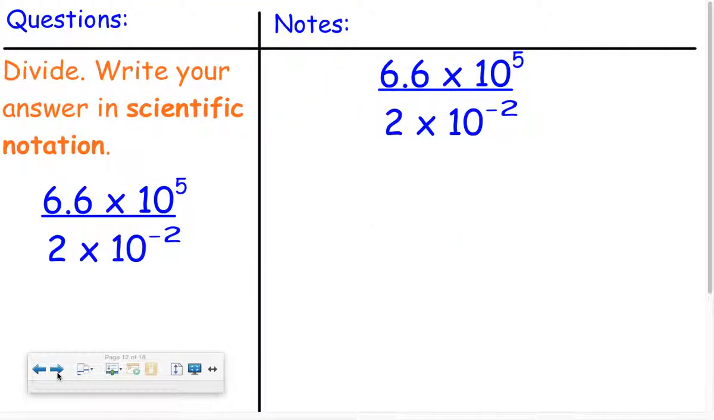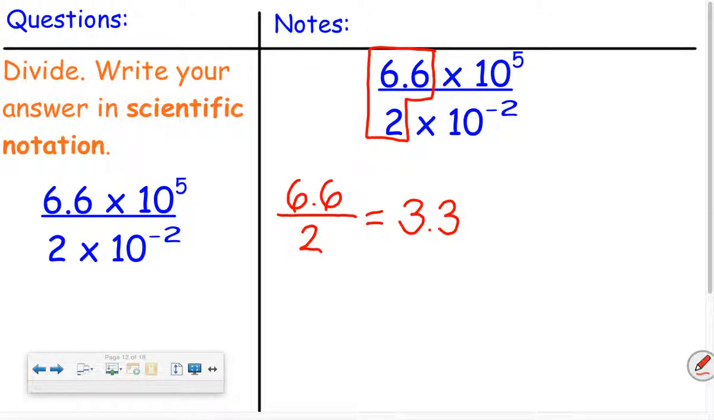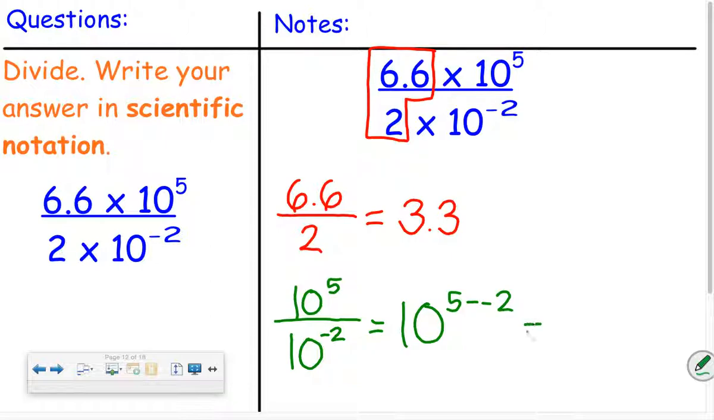All right, division. So divide, write your answer in scientific notation. So 6.6 times 10 to the 5th divided by 2 times 10 to the negative 2nd. So I'm going to take my numbers out in front, just like I did for multiplication, and divide them. So 6.6 divided by 2 is 3.3. And then for division, so multiplication, we added our exponents. Division, we're going to subtract our exponents. So 10 to the 5th over 10 to the negative 2nd will be 10 to the 5th minus a negative 2. So that would be 10 to the 7th.